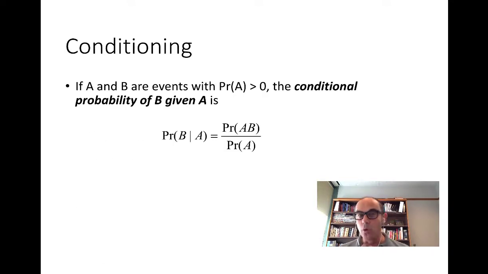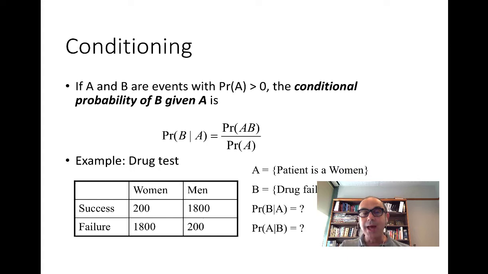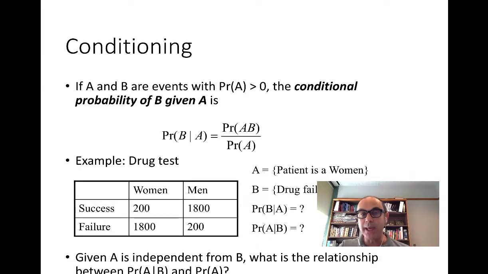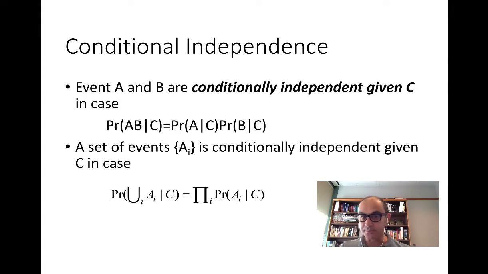Another thing that we need to be aware of is the conditional probability of B given A. It is phrased that P(B|A) is equal to P(A and B) divided by P(A). So in this case, drug test, what is the probability of B given A? And what is the probability of A given B? So given A is dependent on B, what is the relationship between them?